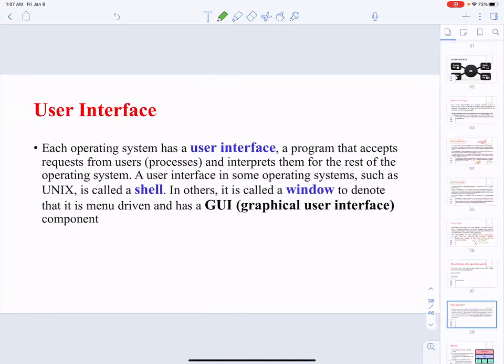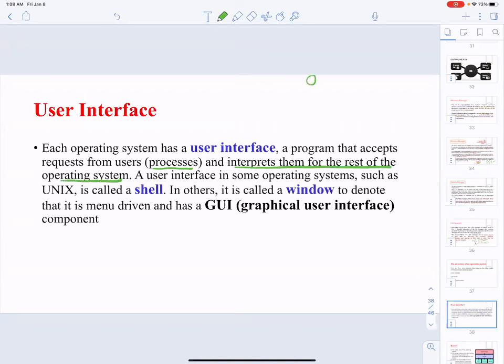So the first component of an operating system, which we refer to as the user interface. We know that each operating system would have a user interface. This user interface would accept those requests or processes that are given by the users, and this interface will interpret them for the rest of the operating system.